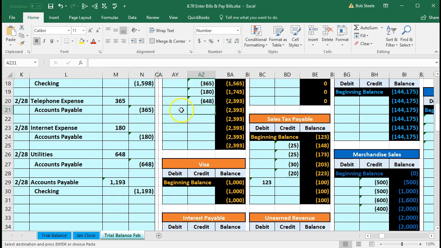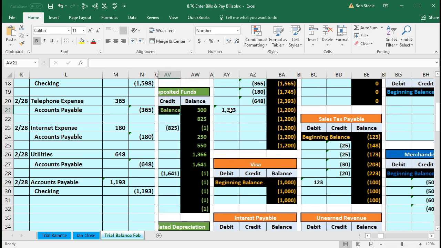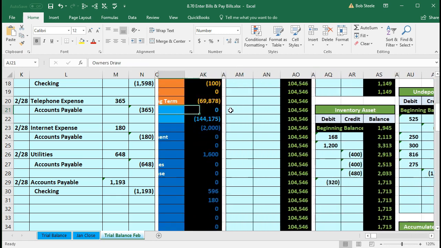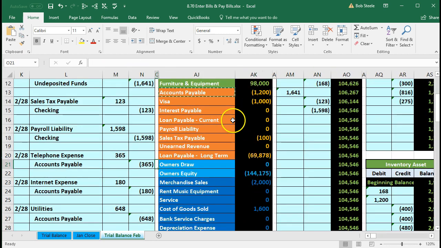So we are in cell AY21. It's going to be the debit side is the reason. We're on the debit side here. AY21 equals, and we're going to point to that 1,193, bringing the balance down to 1,200. That same 1,200 should be found on the trial balance. Let's see if that is the case. Scrolling back to the trial balance, we see that amount there.